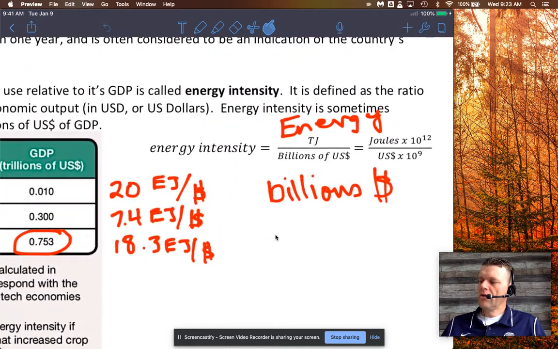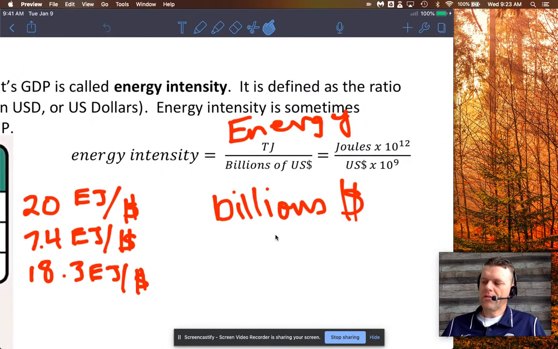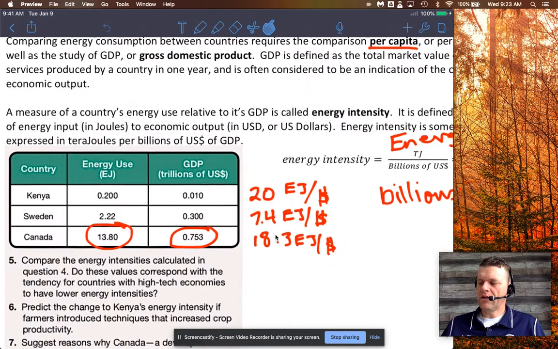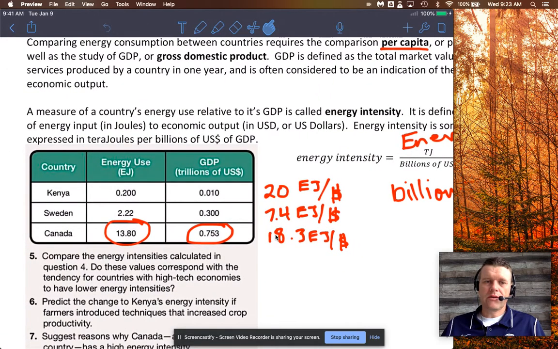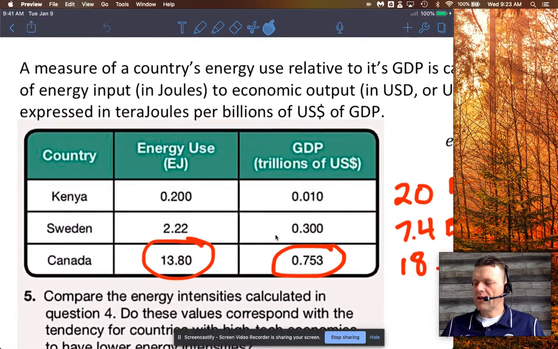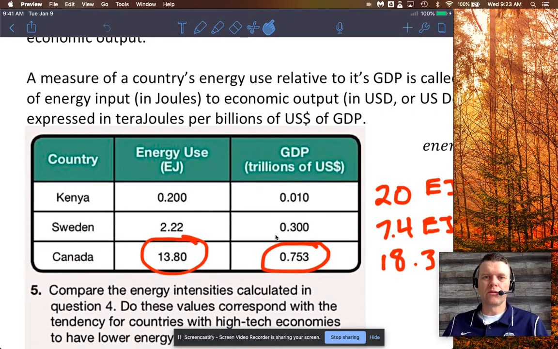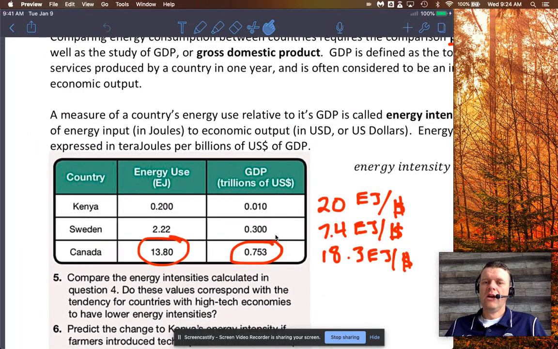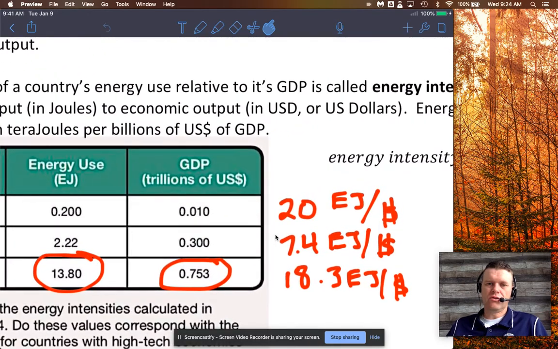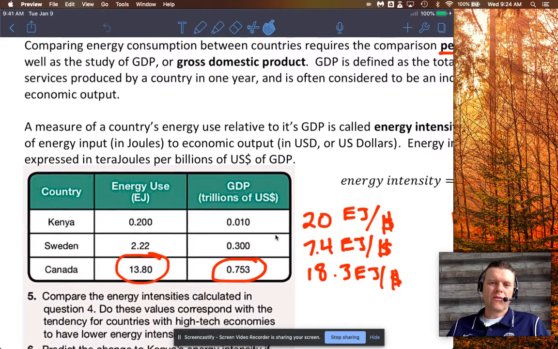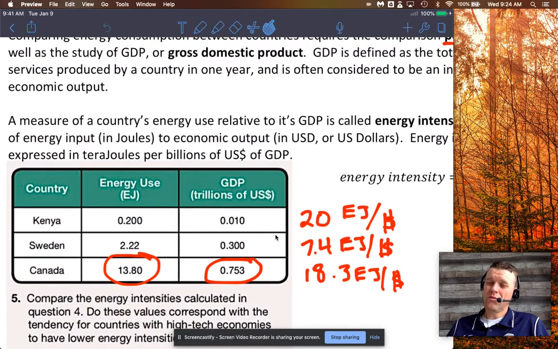Okay, so energy intensity, here's a nice formula for it. Whatever, it's just a ratio, energy over dollars. In this example here, it compared Kenya, Sweden, and Canada. And what are their energy intensities? Well, I just did it quick for you. The energy use in Kenya, 0.2 exajoules per 0.0101 trillion US dollars. Okay. So that actually comes out to 20 exajoules per trillion dollars. And Sweden has 7.4 and Canada has 18.3.